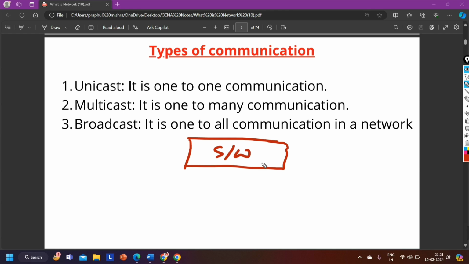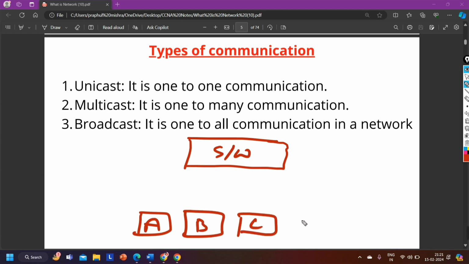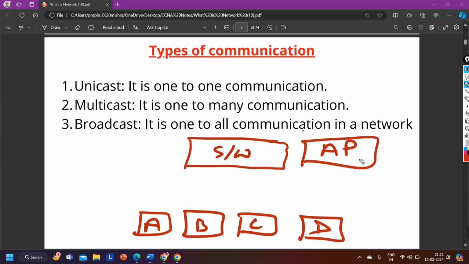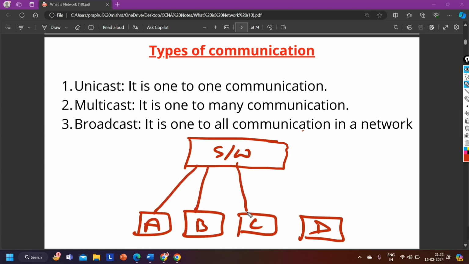Clear? For now? Okay. See, now I have a few computers: computer A, computer B, computer C, computer D. Instead of a switch, I can use an access point as well, AP. Again, AP and switch both are used to connect multiple networking devices together. A switch connects multiple devices together through wire, and an AP connects multiple devices together through radio frequency. Fine. So let me take the example of a switch only for now. Now I am going to connect all these devices together.